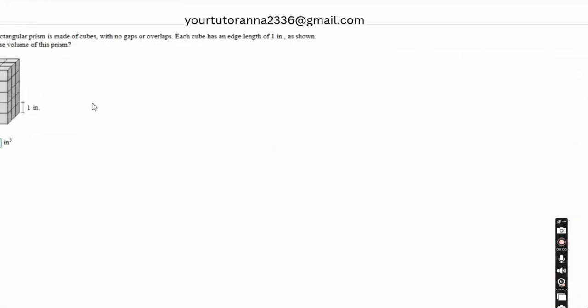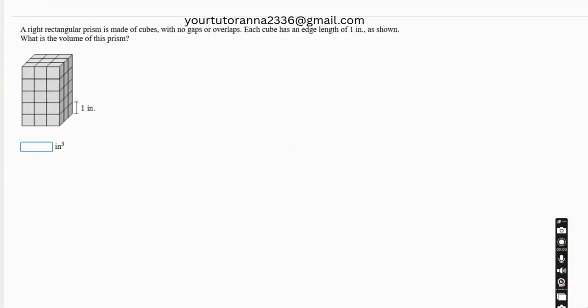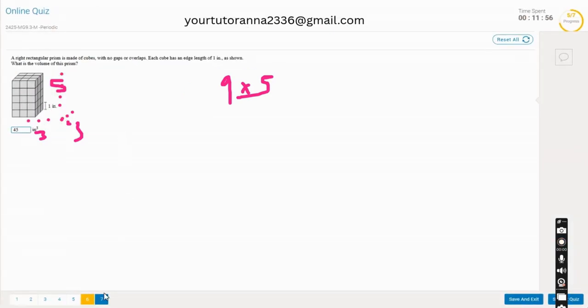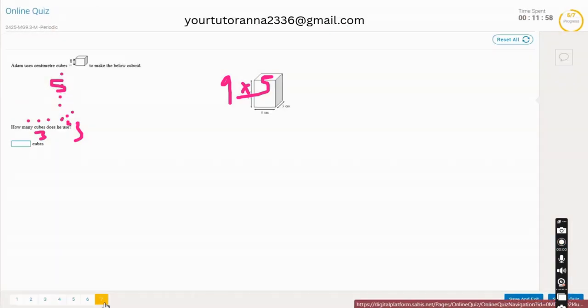Okay, the same thing you're going to do here. The length, the width, and the height. So what is this? This is 3 here because it's 1, 2, 3, and each cube counts as 1. So 1, 2, 3, 1, 2, 3, 3 here, and 1, 2, 3, 4, 5, 5 here. So what is that? 3 times 3 is 9. 9 times 5 is 45.